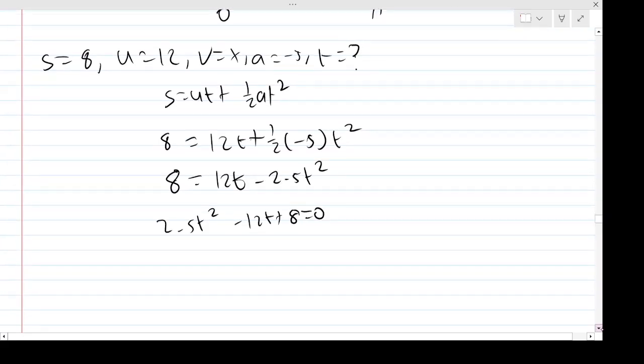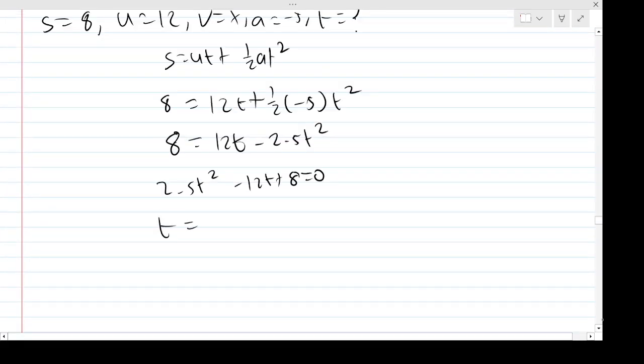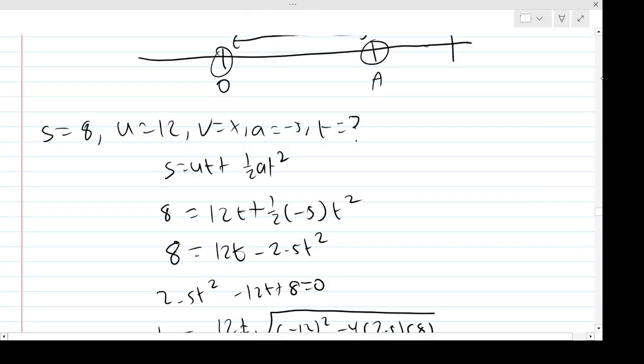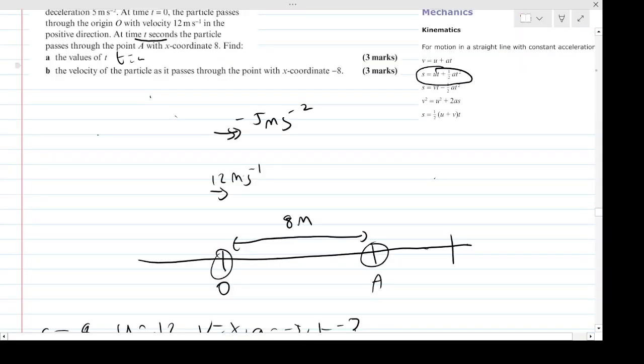So if I solve this quadratic, if I state the formula, t is going to be 12 plus or minus the root of (-12) all squared, take away 4 lots of 2.5 lots of 8, all over 2 lots of 2.5. And if I put that in the calculator, I get t is 4, or t is 0.8. So again, two sensible values, and these are my solutions. So t is 0.8 and t is 4.